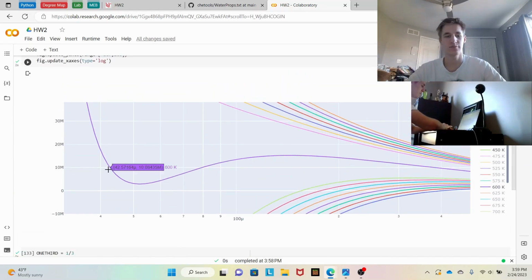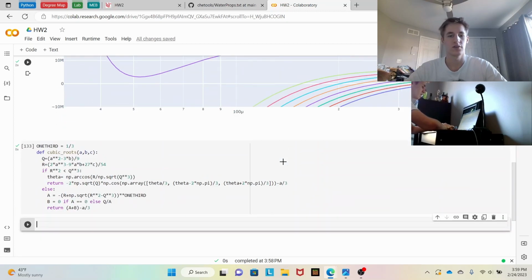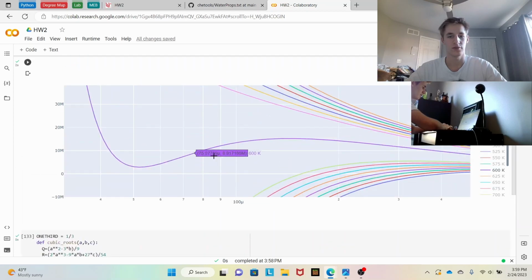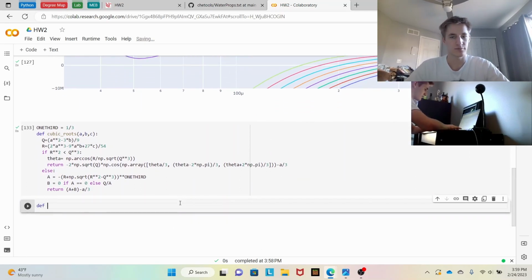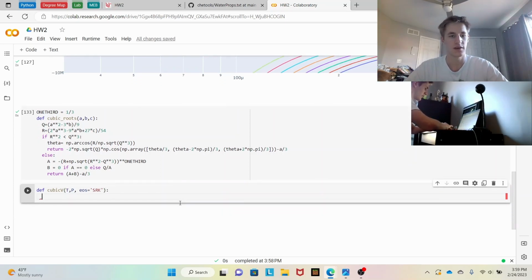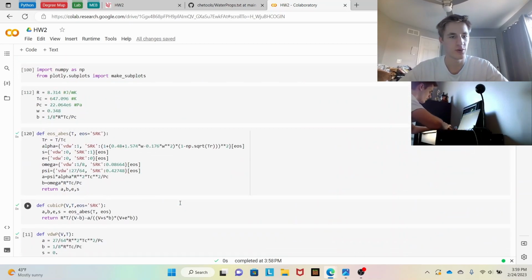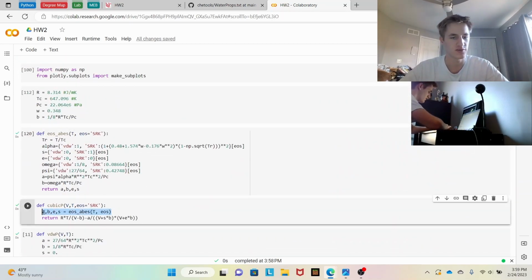Okay, so now going back to this, if we were to draw a pressure line across, it intersects this curve 3 times, and we want to find those 3 points, those 3 volumes. So if I define a function, we call it cubic volume, with inputs of temperature, pressure, and our equation of state, which we default as SRK. And we want to pull our A, B, and S values right here.